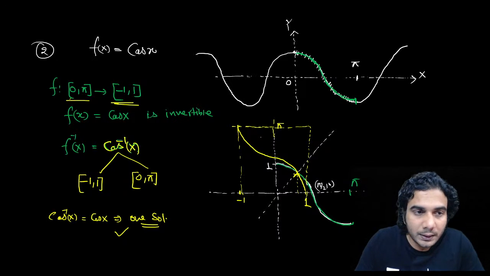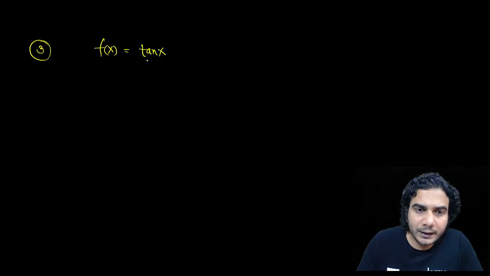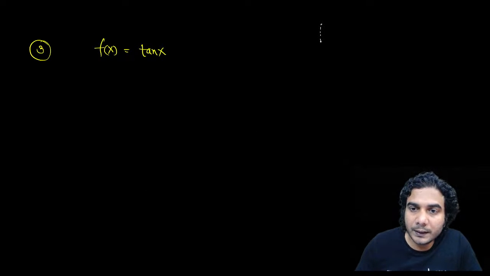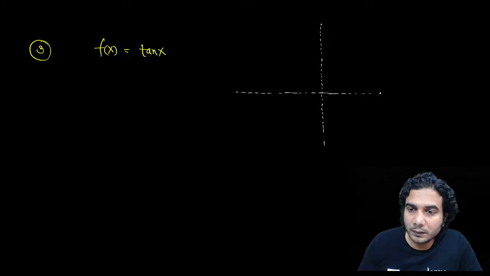Now the third is f(x) = tan x. Let's have a look at the graph of tan x. So the graph of tan is like this.